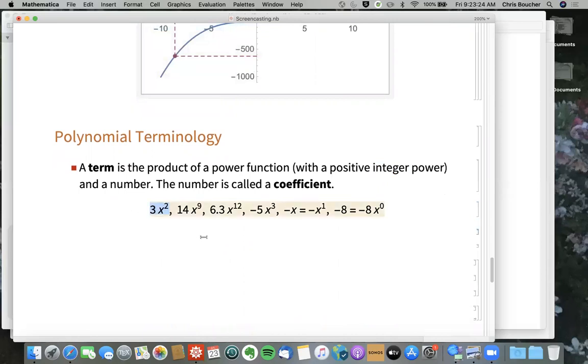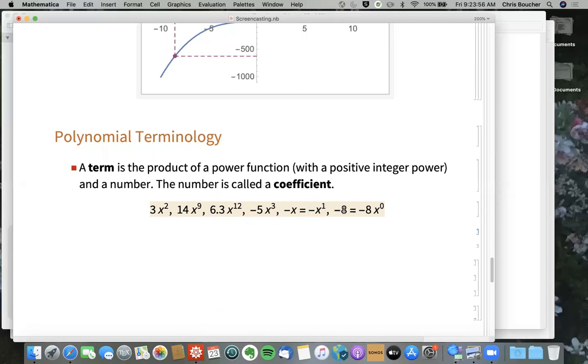I take a number called the coefficient and I multiply it by a power function. So 3 times x squared, 14 times x to the 9th, 6.3 times x to the 12th. The coefficient could be anything. It could be a decimal, or it could be a negative number like this, minus 5x cubed. Something like this, minus x, that's actually a linear function. It's also a power function. Our function families can overlap a little bit because x is x to the 1.